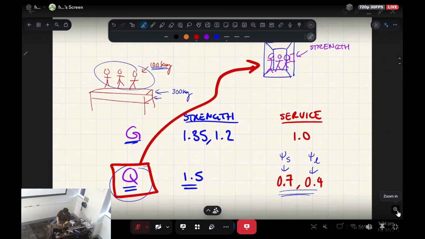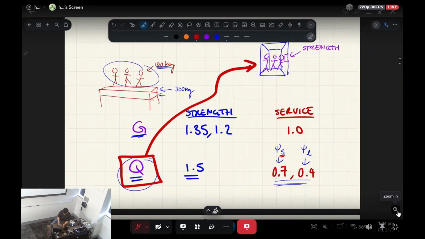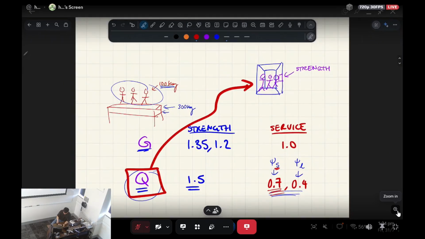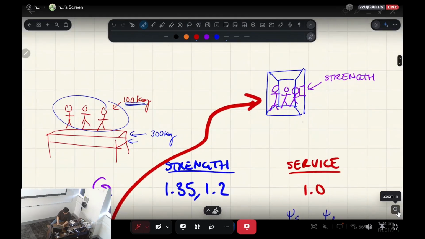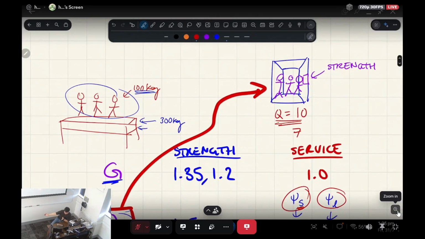For service loading, in the short term, so for example, if you were just to calculate it today, we might say that it's only at 70% capacity. So instead of reaching, say, a queue of 10 people fitting in the elevator, we say that today we measured it and only 7 people got into the elevator at a time or something like that. So that's short term.